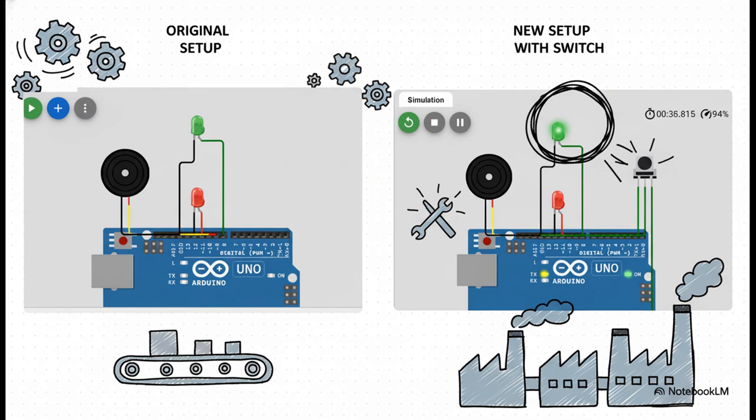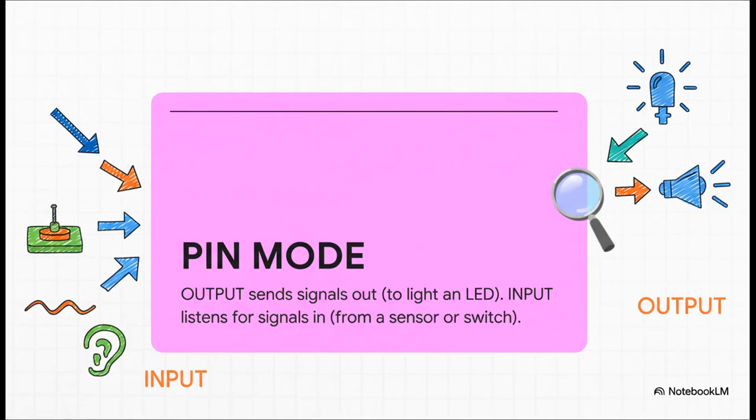Okay, so take a look at these two side by side. On the left, you've got our original simple loop. But on the right, see that new part? That's just a simple push-button switch. But for our project, that switch is going to be our sensor. Imagine it's on a factory assembly line. When it gets pressed, it means something's gone wrong. That's our trigger.